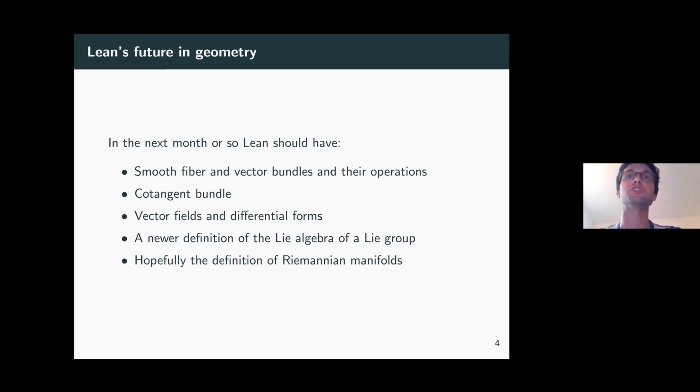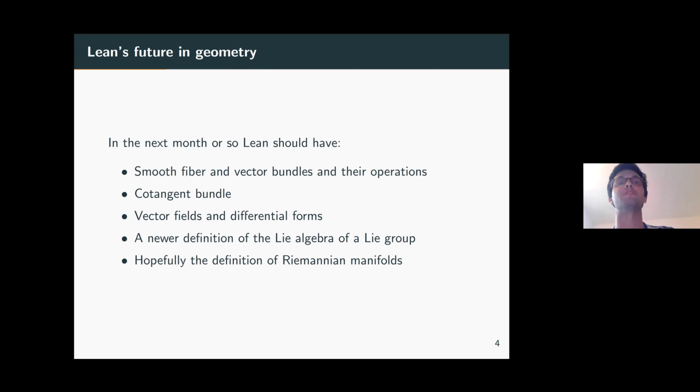I would also like to mention quickly what's going to be there soon. I worked in differential geometry again in the last month, and I should push it soon: smooth fiber and vector bundles. As a corollary of this, we should have the cotangent bundle.